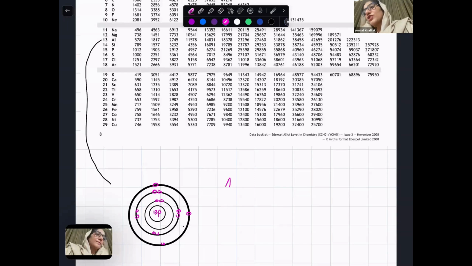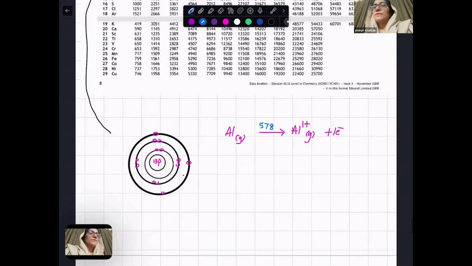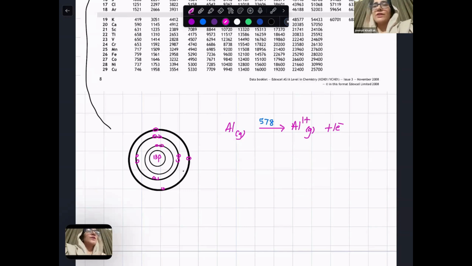Aluminium, gaseous, removing the first electron: first ionization. You know how much energy is needed? 578. Now, after removal of one electron, the number of electrons decreases. Initially, protons and electrons are equal, 13 protons and 13 electrons. But now the electrons are less, so the protons are more than the electrons.